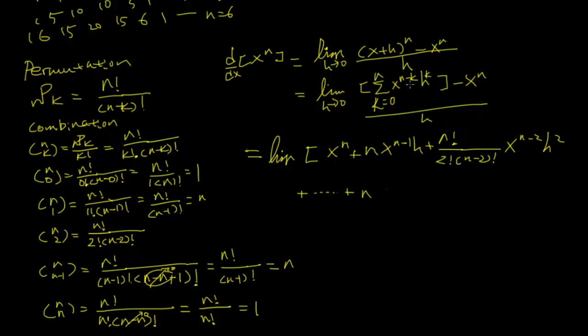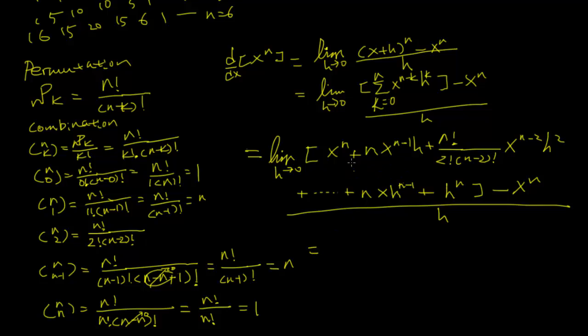At this time k is n minus 1, so the coefficient becomes n, x becomes x to the n minus 1 power, and h to the first power. And when k equals n, the coefficient becomes 1, and x to the n minus n power is equal to 0, and anything to the 0th power is 1, and h becomes h to the nth power, and minus x to the nth power, all over h, as h approaches 0.